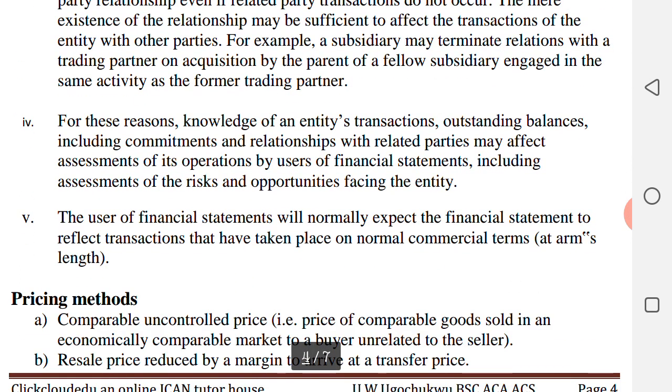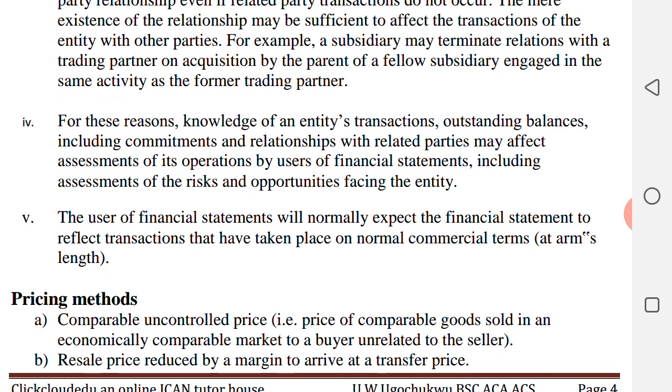For these reasons, knowledge of an entity's transactions, outstanding balances, including commitments and relationships with related parties, may affect assessment of its operations by users of financial statements, including assessment of the risk and opportunity facing the entity. Because of the balance and all these things, it will affect the users of financial statements to take decision. So there will be risk. So that is why we must disclose it, because of the risk that users will face because of the related party transaction.